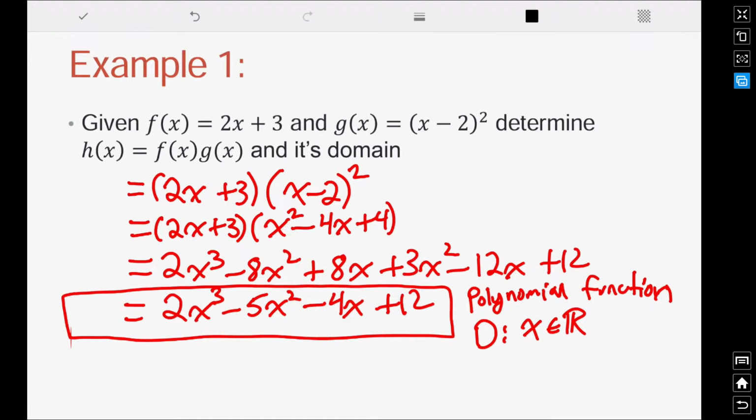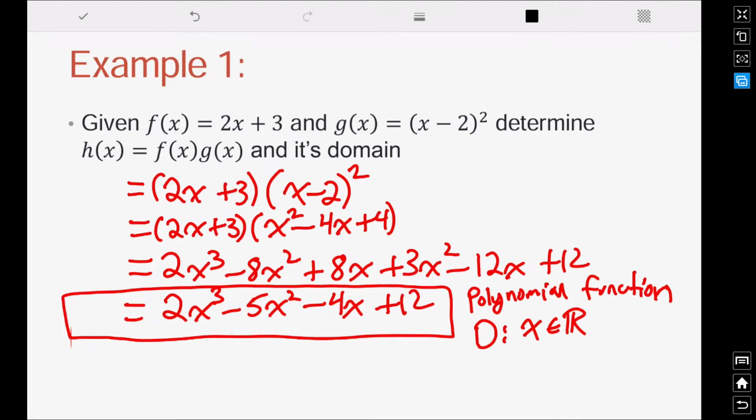No, it's not a rational function, because if it was a rational function, there might be restrictions based on what the denominator of the function is. Similarly, there's no radicals, so we don't have to worry about that, because some radicals do have restrictions. But for a polynomial function where there's nothing else happening, just a bunch of powers of x, the domain is all real numbers.